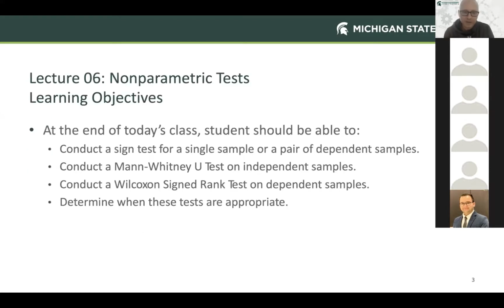Okay, so at the end of today's class, you should be able to conduct a sign test, and there are several different contexts in which we conduct that test, including a single sample test, similar to the one sample Z or T, as well as in the context of a paired test between two samples. The Mann-Whitney U test for independent samples, and then thirdly, the Wilcoxon sign rank test, which is another type of test that can be used for dependent samples. And also as a part of this, you'll hopefully gain an understanding that will allow you to determine when each of these tests are appropriate.